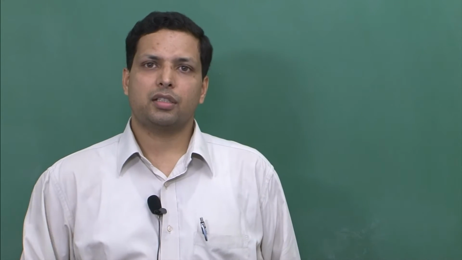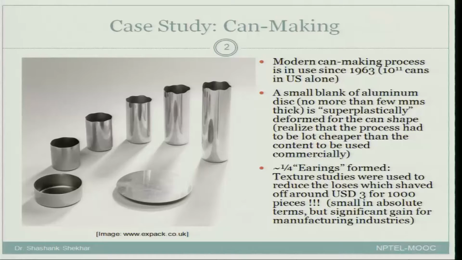Okay, so let's start this course with a case study. We all know cans which are used in so many different things, right? Now this can making process has been in use since 1963. For example, in the US alone, the total number of cans produced is of the order of 10 to the power 11, which is something like 100 billion cans, and this data is a few years old, so you can make it 10 to the power 12. So that is the order of magnitude we are looking at in terms of manufacturing of these cans.